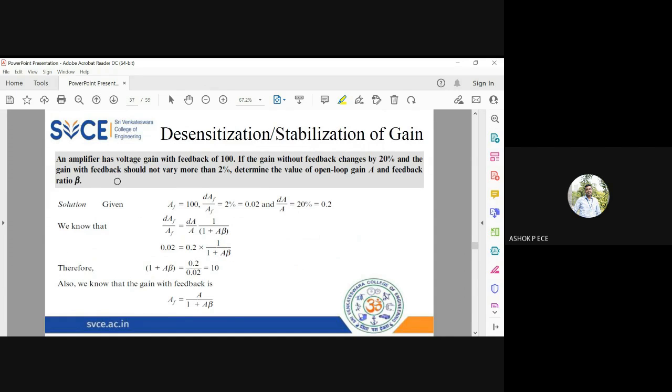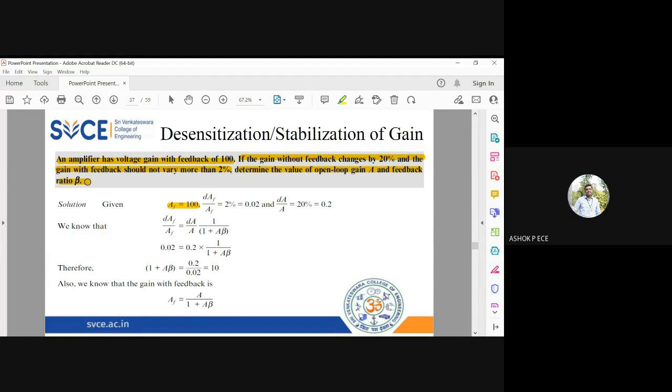One more problem. An amplifier has a voltage gain of 100. When they just mention voltage gain with feedback of 100, it is AF, it is not A. They have given with feedback of 100. If the gain without feedback changes by 20% and the gain with feedback should not vary by more than 2%, they are asking you to find A and beta.